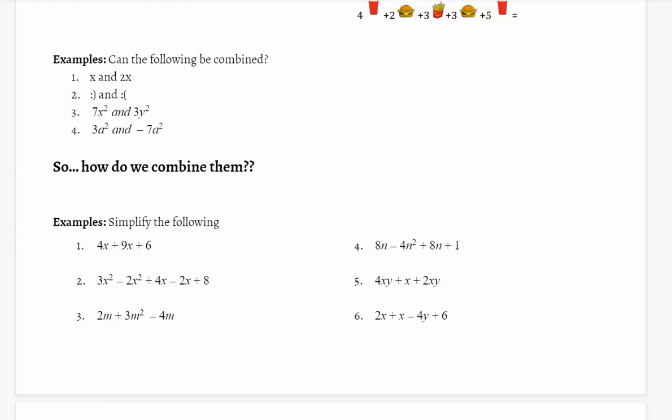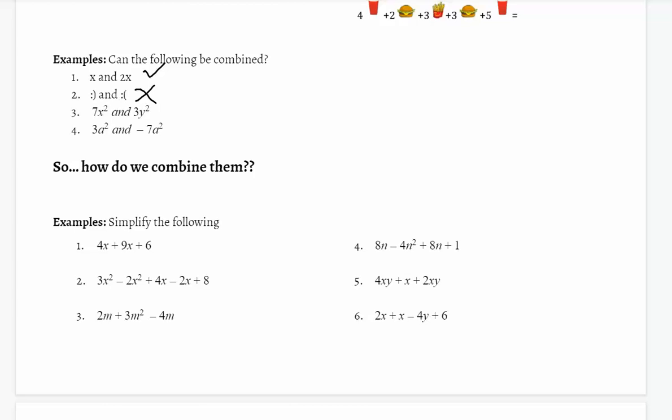Can x and 2x be combined? Yes, because x and 2x both have the same variable x, and they both are the same size. Their exponent is the same. If I look at number 2, smiley face and frowny face, can I combine those? No, because one's a smiley face and one's a frowny face.